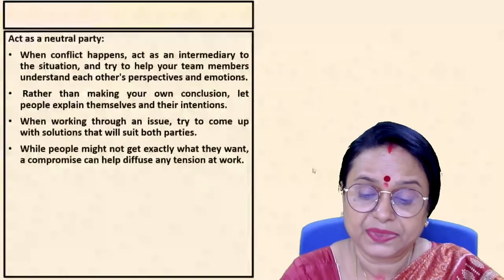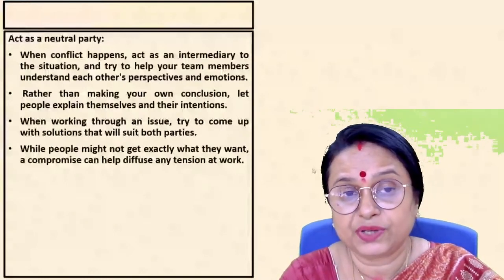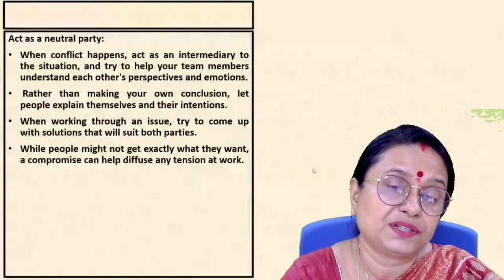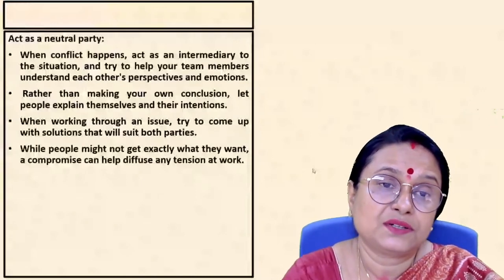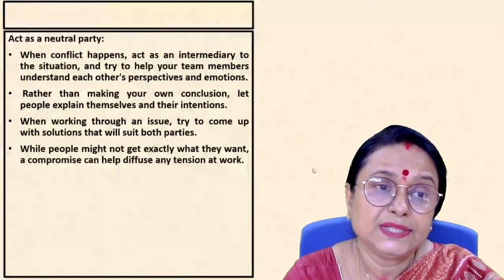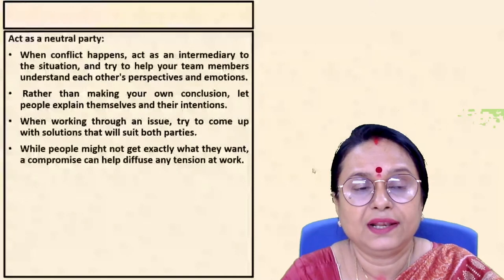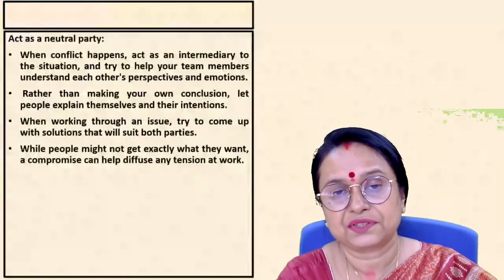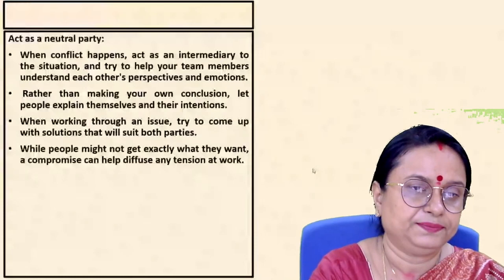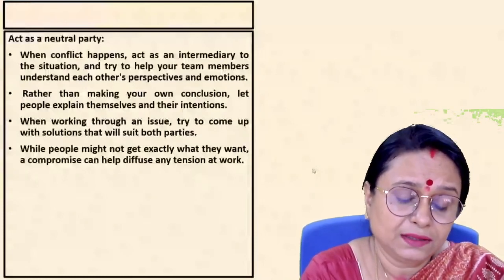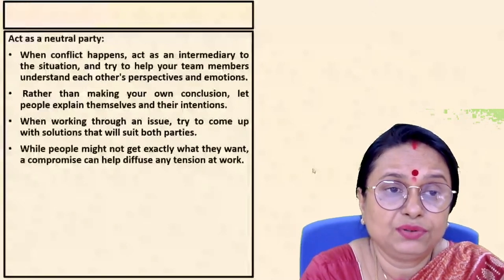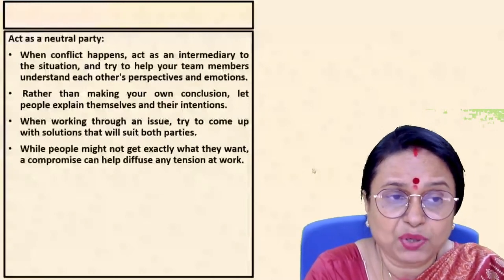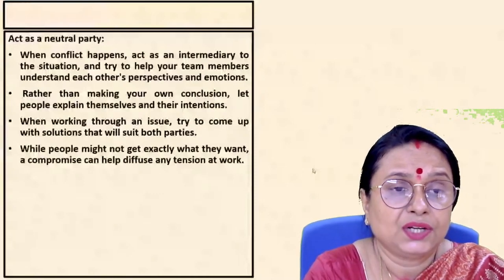Boss should not favor someone if there is a conflict between subordinates. Boss should not support one party, one subordinate, and ignore another subordinate. That is very wrong. Rather than making your own conclusion, let the employees explain themselves and their intentions. So here comes intention. We'll discuss intention later on. So the boss should, rather than making their own conclusion, give the subordinates the opportunity to explain themselves.